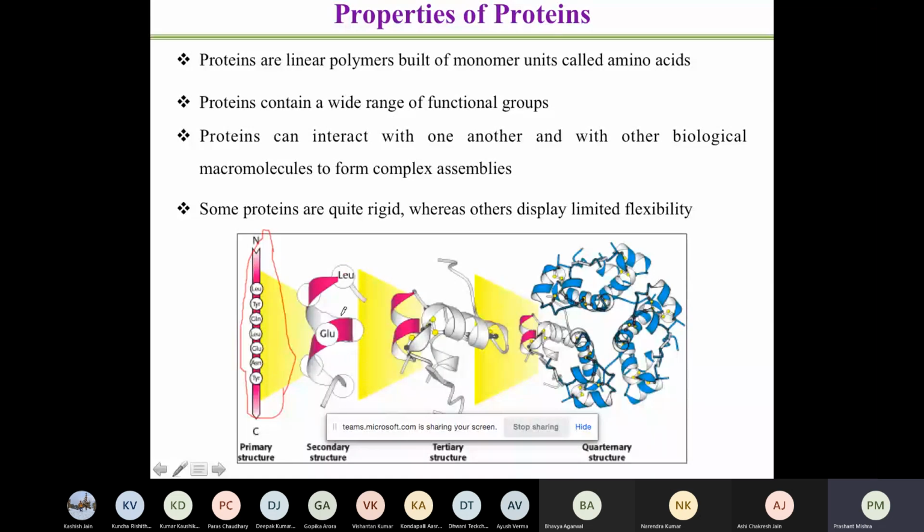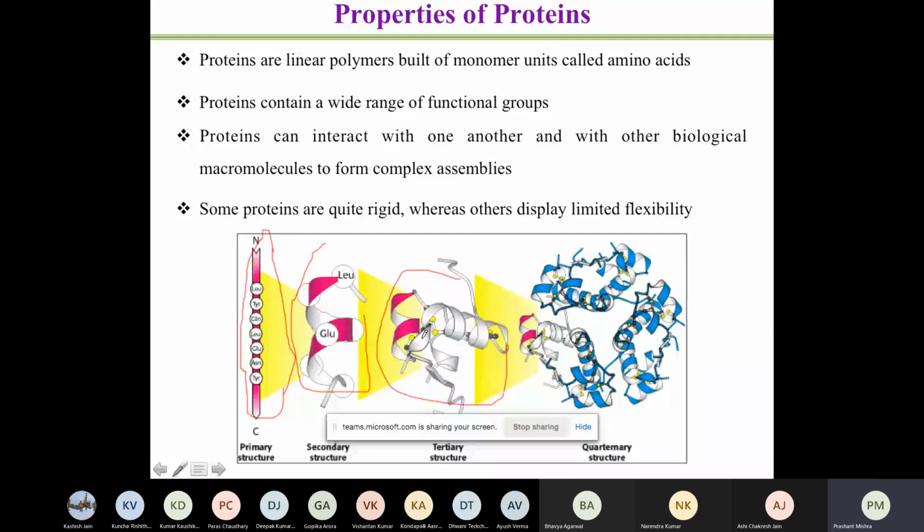Then these amino acids start interacting with the neighboring groups, and you get a helical structure. This helical structure is referred to as secondary structure. Once these helical structures interact locally, it is possible that some groups which are far away come closer to each other, and that leads to the structure termed as a tertiary structure.